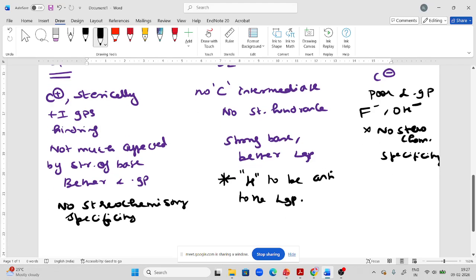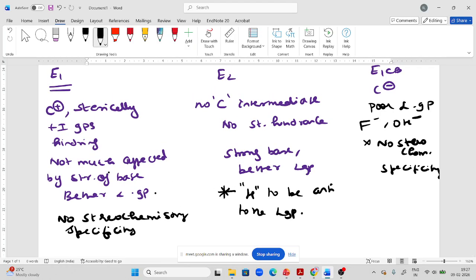E1, what is your rate determining step? Carbocation formation, ma'am. Very good. Carbocation formation is the rate determining step here. In E2 there are no such steps; it's a single-step transition happening, isn't it? What about E1cB? Carbanion, ma'am. No. Leaving group departure is your rate determining step. Got it, ma'am. That is your RDS.